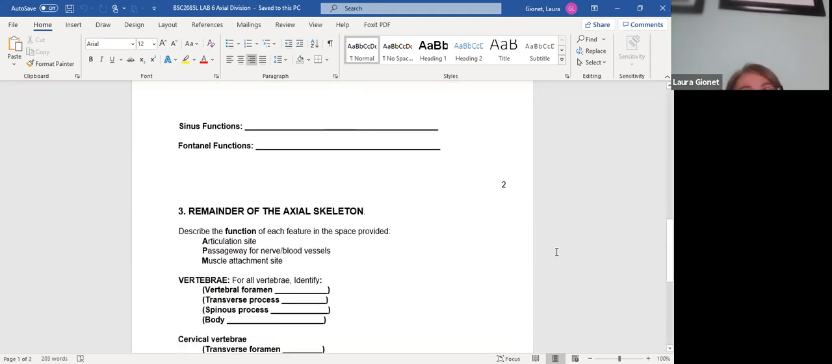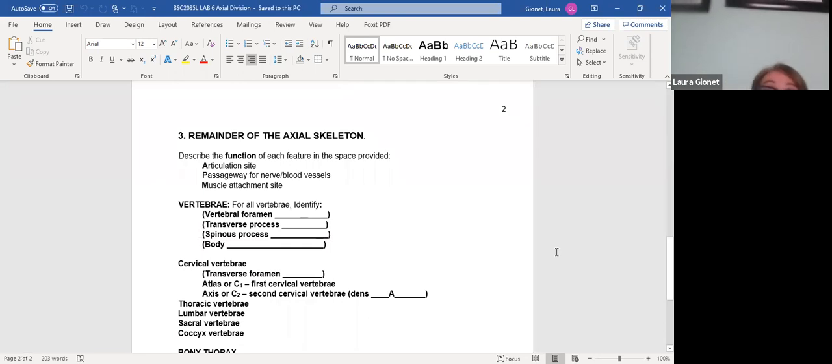Okay, then we go to the remainder of the axial skeleton. This is essentially the vertebra and the rest of the bones we need to look at. This is exercise 3. Describe the function of each feature in the space provided. Again, we're going to use A for articulation site, P for passageway, and M for muscle attachment. If there's something unique and specific, I will tell you.